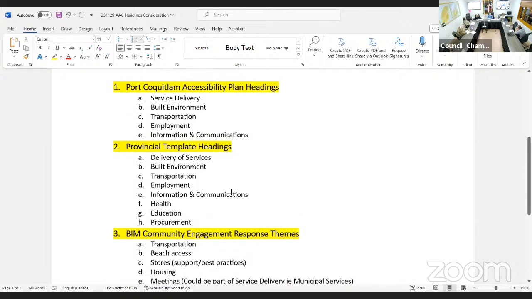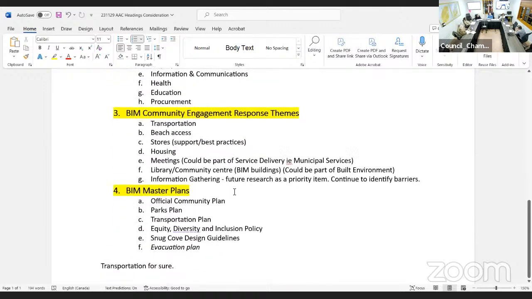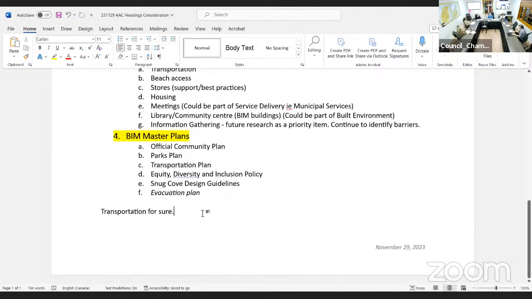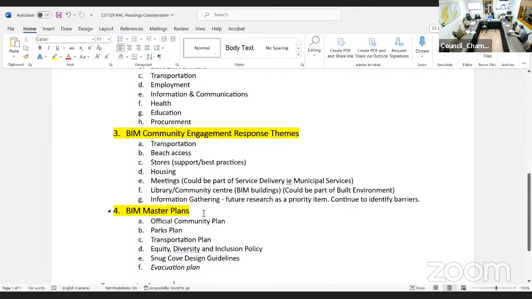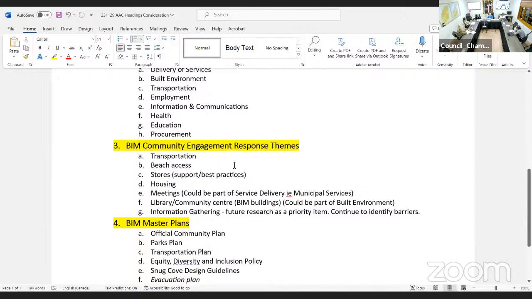Transportation, yes, that's everywhere. I'm just wondering if we could look at section 3 there, the community engagement response themes. Is there anything in those A to G that does not fit into either Port Coquitlam's headings or the provincial template headings? Like, is there anything that came up for us that doesn't fit?